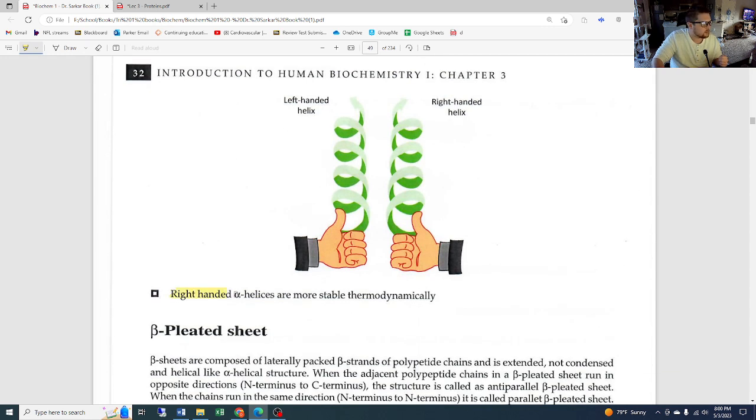This right here is an exam question. I promise you it's on the exam. If not your first lecture exam, it will be on your final. Just saying that the right-handed alpha helixes are more stable thermodynamically. So our right-handed helix is what we will see. And if you see this word helix, it should stir a little memory. We'll get there eventually. Double helix is our DNA.